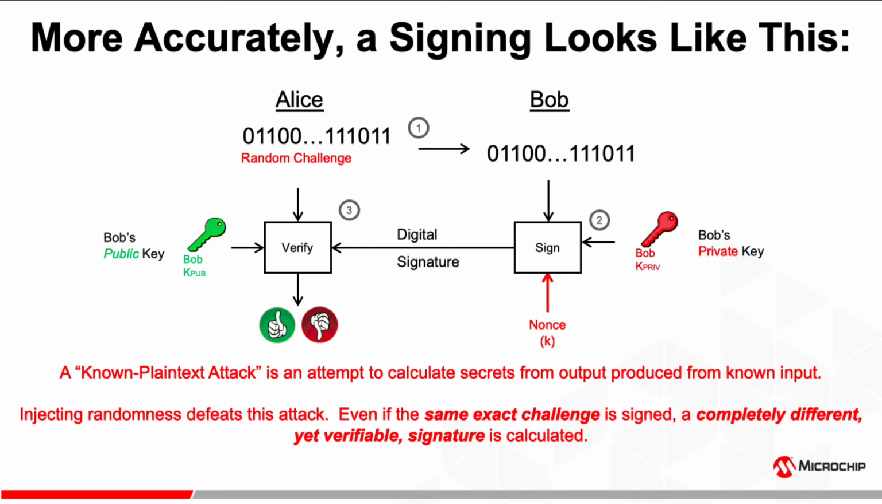So think of this. Imagine Alice, for reasons beyond comprehension, decides to send the same challenge to Bob over and over and over again. And Bob signs each one. Each time he signs it, he will create a completely different digital signature, yet every one of those digital signatures will be able to be verified using Bob's public key. And by the way, whenever we do this sort of authentication, that random challenge always needs to be different. You should never use the same random number.